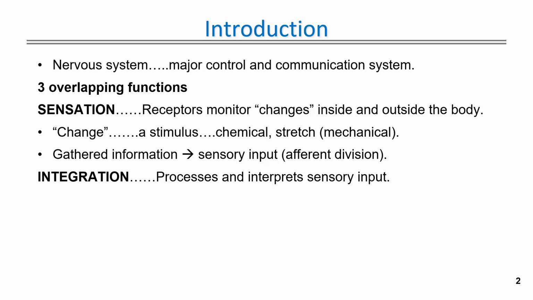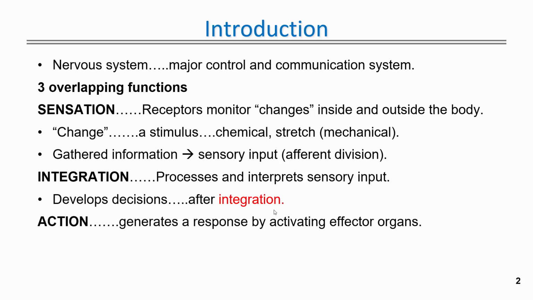The next function is integration, and integration is the next step after sensory signals have been generated. And so what integration does is it processes that sensory input and then develops a decision as to what the response will be. Now, that decision is implemented after the integration takes place, and that results in an action. And the action generates a response by activating what we call effector organs.